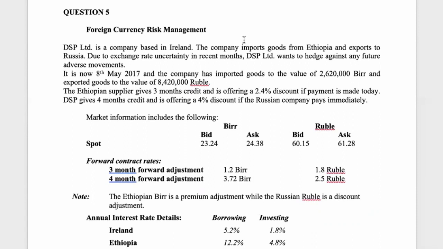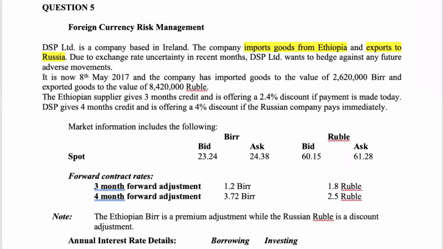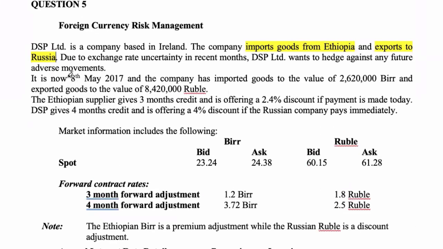solution. So the first thing we want to do is identify that you have imports from Ethiopia. You're also exporting to Russia. Okay, that might be important. Your imported goods are valued at this, and your exports.